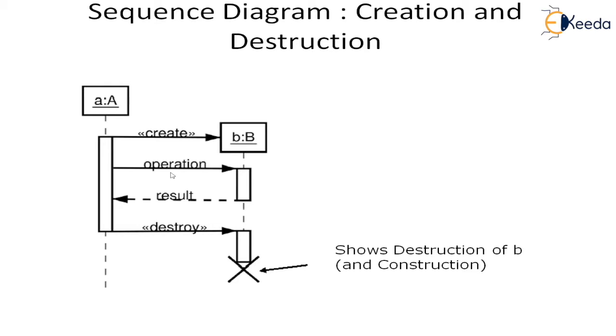So maybe some method is being invoked from this one. So this one is doing that operation, that method, and the result is coming out. And once the result has come out, this object is not required anymore. So it can be killed or it can be destroyed. So here the construction is there, and here shows the destruction of B. And so this one gives the message for destroy.